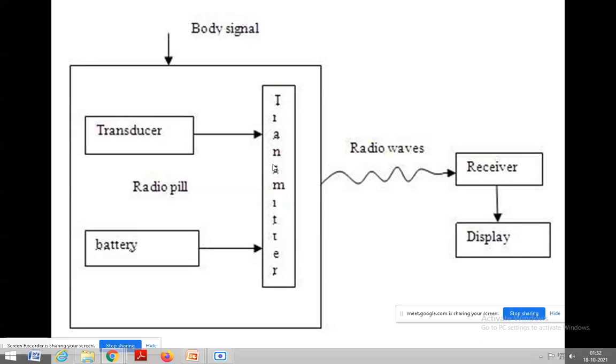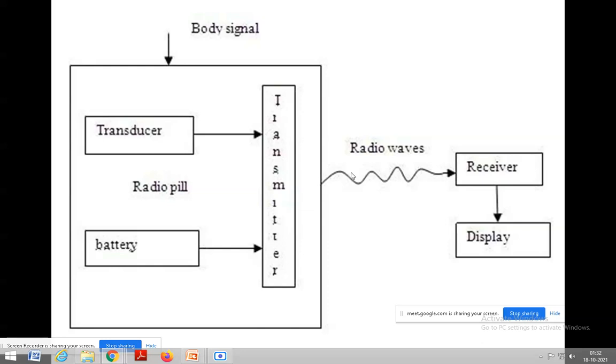So the transmitter is like an antenna. It will be transmitting the signal which it gets from the transducer. The battery is just to operate or drive the electronic circuit. The radio pill is an electronic circuit, so to drive your radio pill electronic circuit, you need some voltage value, 5 volt, 3 volt. That voltage value is provided by the battery.